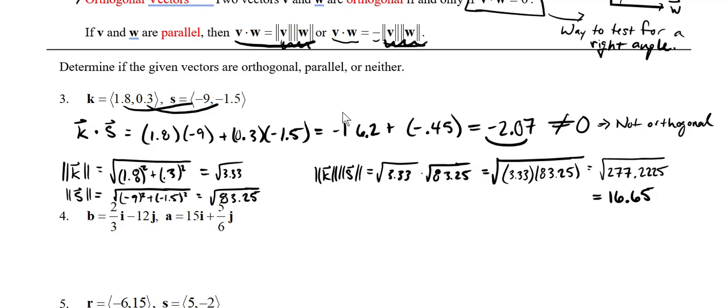And so if we put this together, we're seeing something pretty important coming out here. -16.2 plus -0.45. Look what we have. I was wrong. Check your work on these. What do we have? We have negative 16.65. So we are seeing the magnitudes of the individual vectors multiplied together does equal the negative of the dot product.